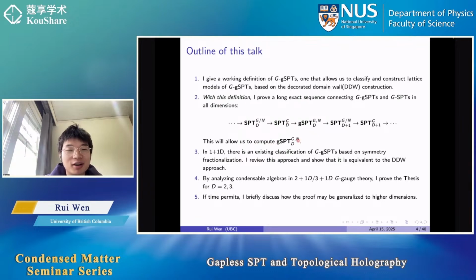I will explain what this symbol means later. The point is that I want to argue this is a definition that fits into the SymTFT paradigm. You can have other definitions, but if you want perfect agreement with the bulk, then this is the correct definition. In 1+1D, there is already an existing classification of G-gapless SPTs based on symmetry fractionalization principles. I will review this approach and show that it is actually equivalent to the decorated domain wall approach. And by analyzing condensable algebras in the 2+1D and 3+1D G-gauge theory, I will prove the thesis for D equals 2 and 3. If I have time, I'll briefly discuss how the proof can be generalized to higher dimensions.